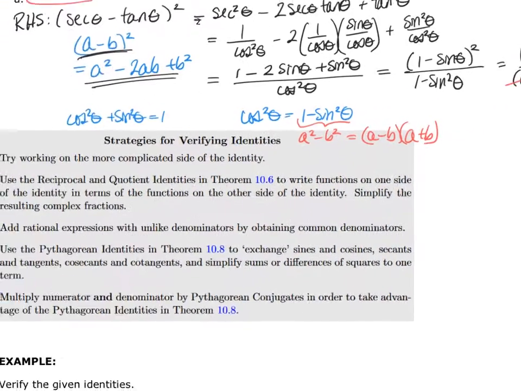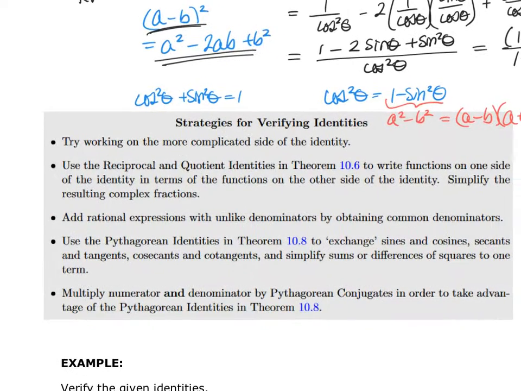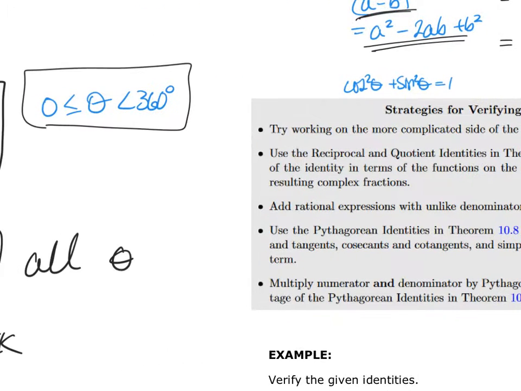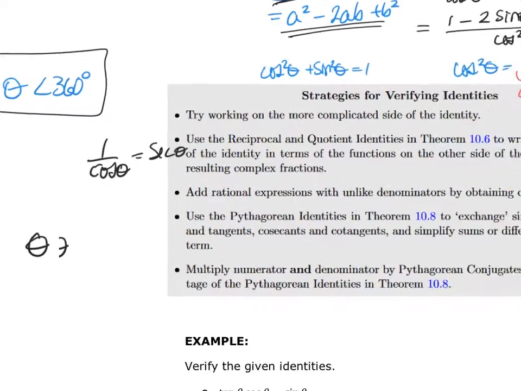Okay? So some of the things that will help you is try using the side that has the most terms. The most complicated side is going to give you the most to work with. So when you start doing these, try to choose the side that has the most that you can work with. That's the easiest way to do it. Now remember, we have reciprocals and we have quotient identities. The reciprocal identities, of course, are 1 over the cosine theta is equal to the secant theta. That's what the reciprocal identities are.